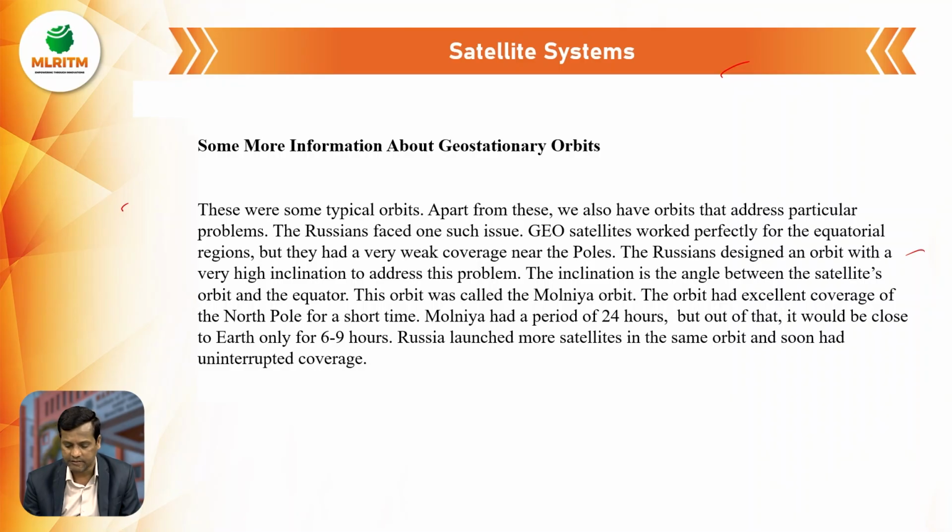The orbit had excellent coverage of the North Pole for a short time. So Molniya had a period of 24 hours, but out of that, it would be close to Earth only for 6 to 9 hours. Russia launched more satellites in the same orbit and soon had uninterrupted coverage.